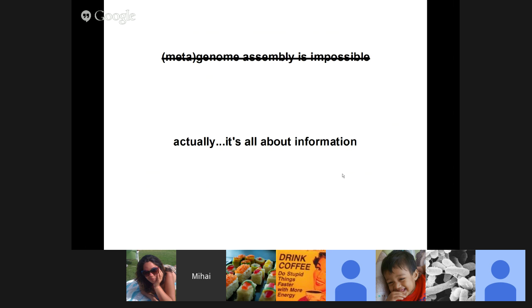I used to say that metagenome or genome assembly is impossible, in part because I am in the situation where I can reconstruct many different genomes from the same exact data, and I have no way of knowing which one of them is correct. But it's a little more nuanced than that. Essentially, what I'm looking at is a problem of information, right?